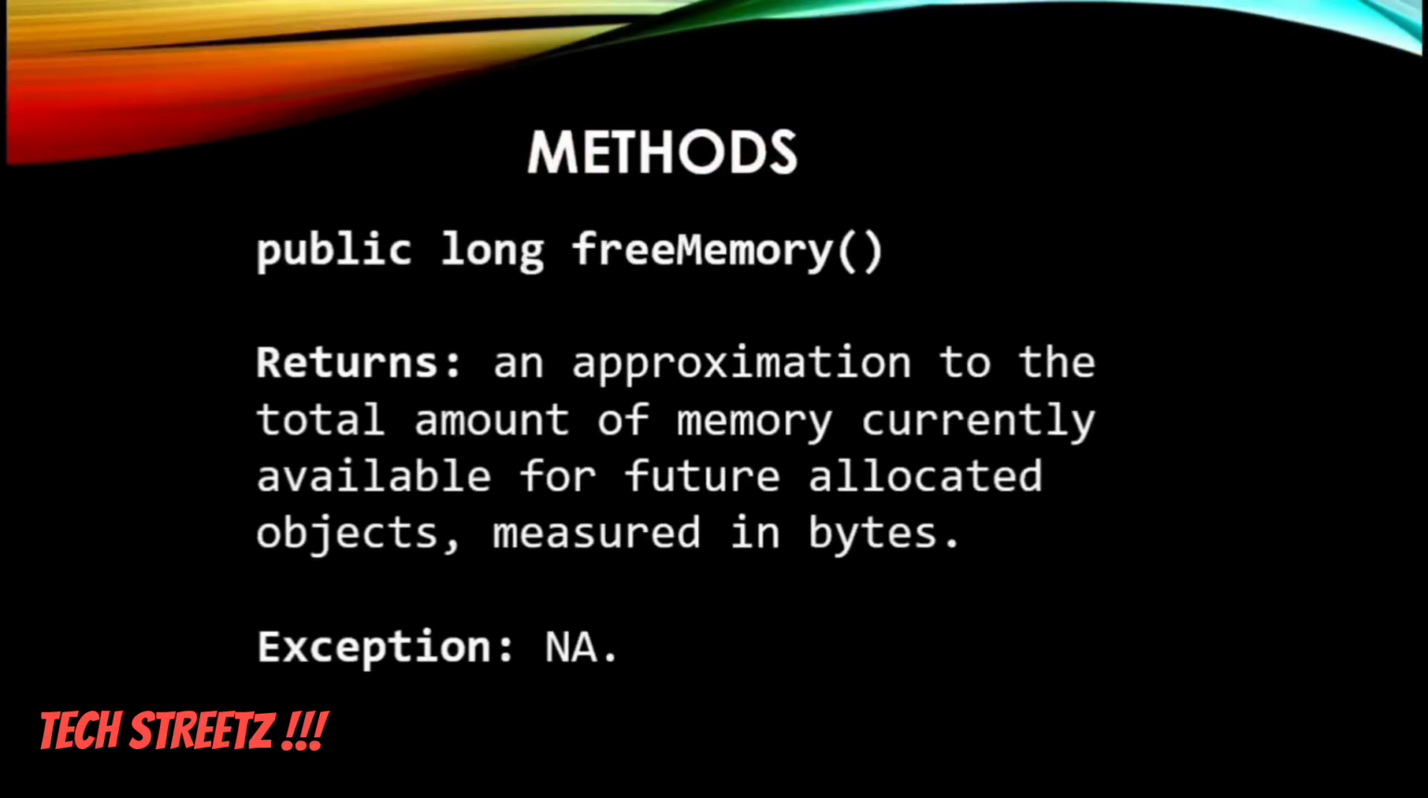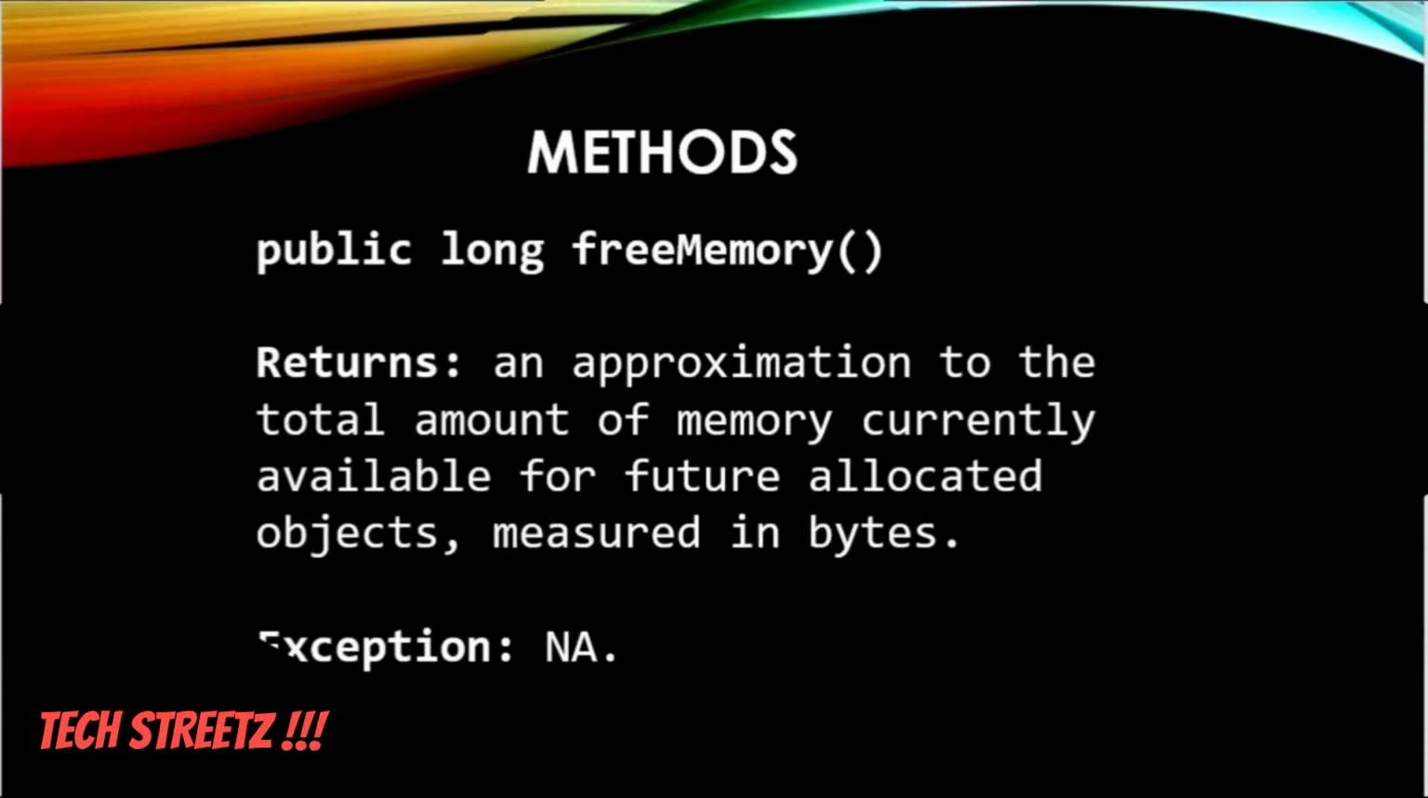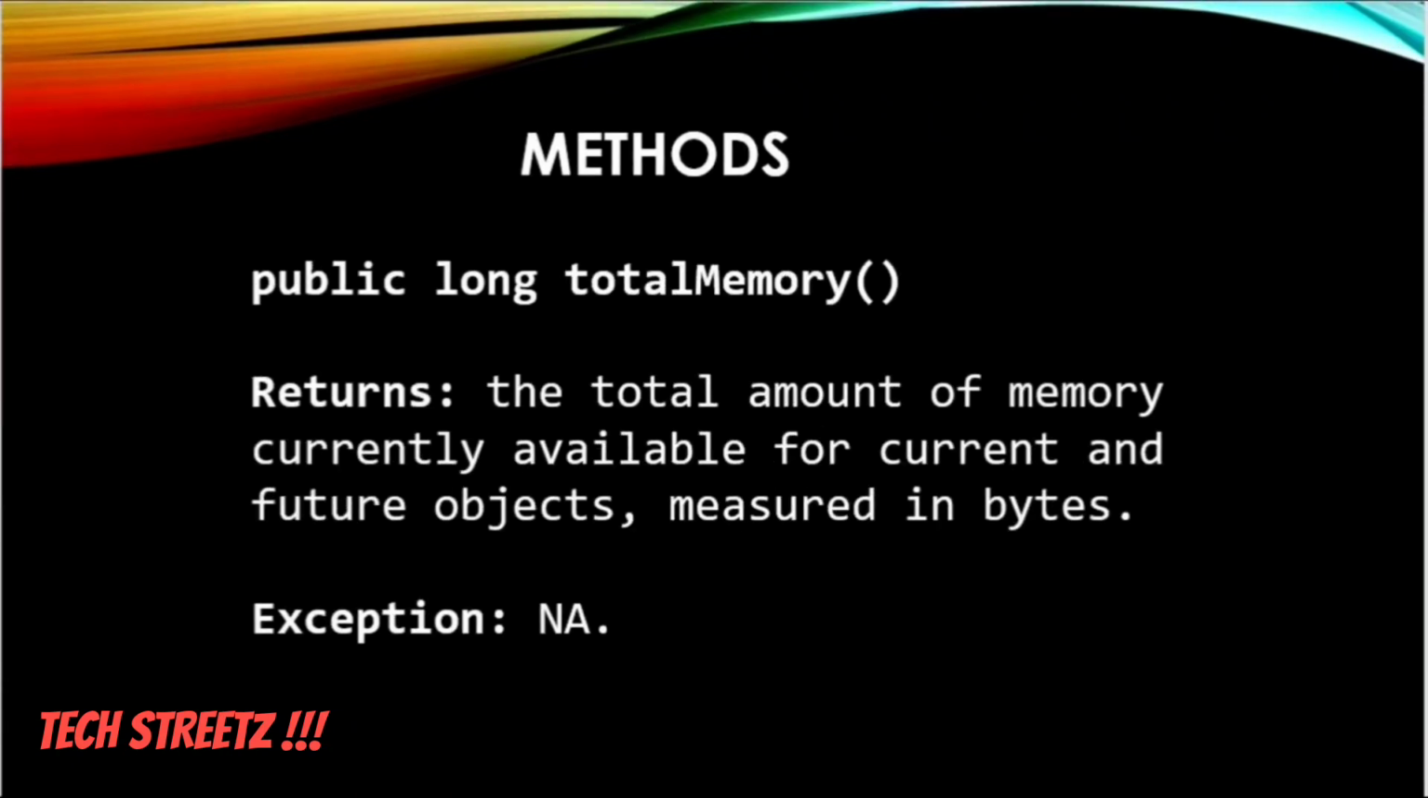Next one is long freeMemory. This method returns the amount of free memory in the Java virtual machine. Calling the gc method may result in an increase in the value returned by freeMemory. Long totalMemory. This method returns the total amount of memory in the Java virtual machine. The value returned by this method may vary over time depending on the host environment.